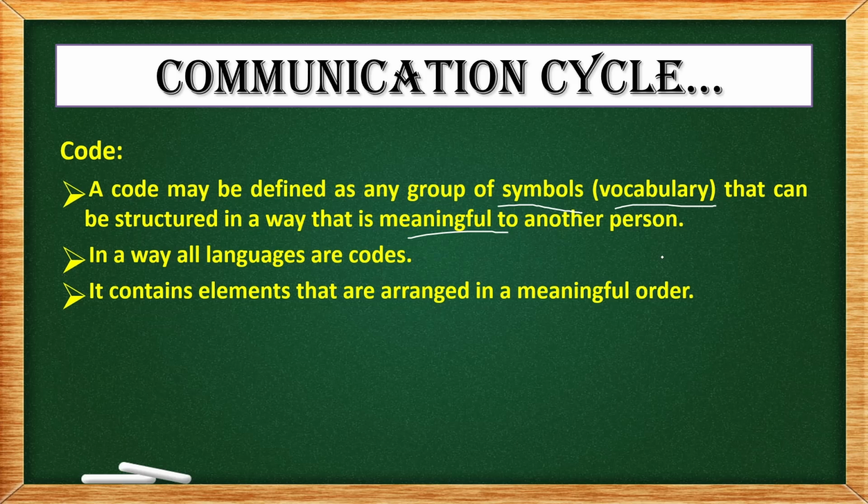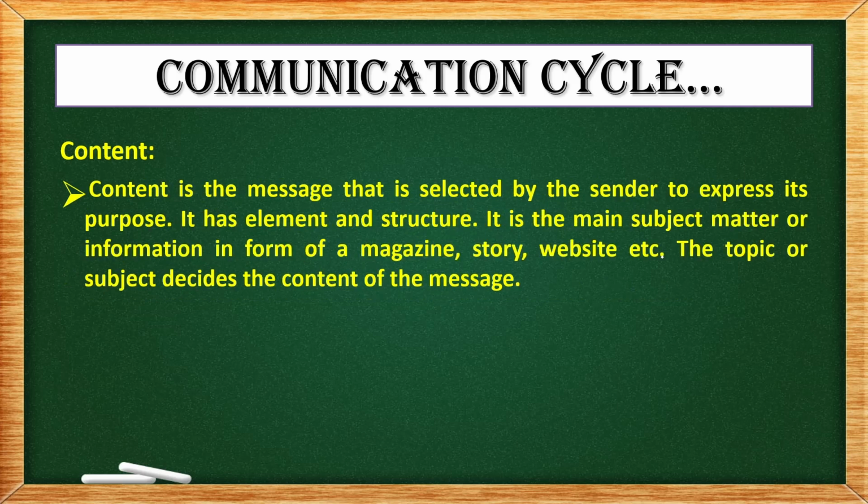So alphabets or symbols are added together and a word comes into existence, then a sentence, then a paragraph. So a code is basically these symbols which we use for the purpose of transmitting the information to another person. Now the next is content.